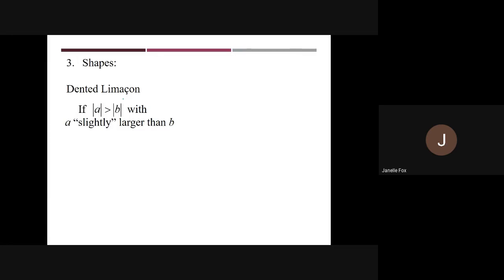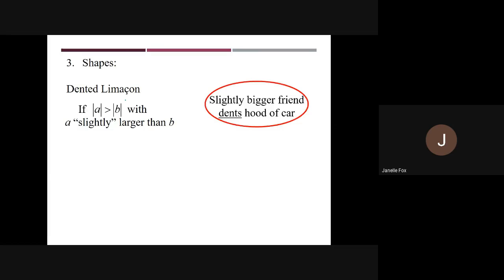And so when A is slightly larger, you say to your friends, oh yes, sure, sit anywhere. And since your car is in the driveway, you are going to go ahead and let your friend sit who is slightly larger than you. And then you know what happens? Oh my goodness, your slightly bigger friend dents the hood of your car. I can't even believe that happened. And so that's how I'm going to remember it. When A is slightly larger, your slightly larger friend sits on the hood of your car and dents it.